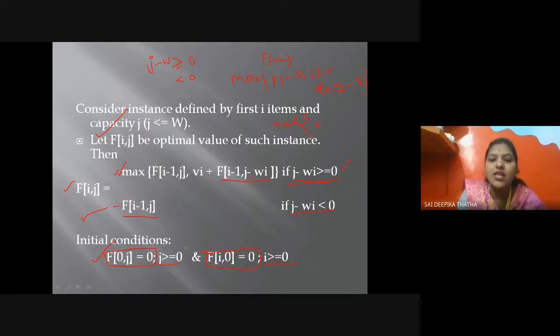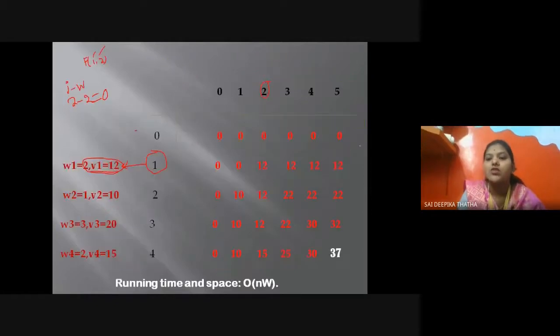Why? Using initial conditions, 0 comma j, its value is going to be 0. Comma 12. This 2 minus 2 is going to be what? It is also going to be 0. f of 0 comma 0 means 0. 12 plus 0 is nothing but 12. So maximum of 0 comma 12 is nothing but what? It is going to be 12. So straight away I can substitute 12 in place of f of 1 comma 2.